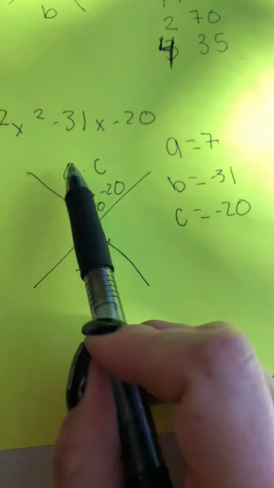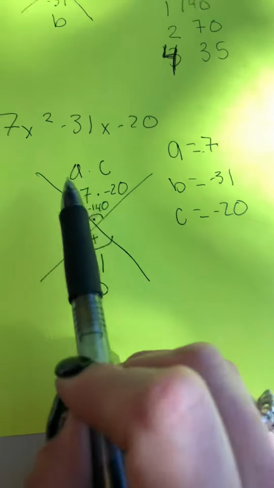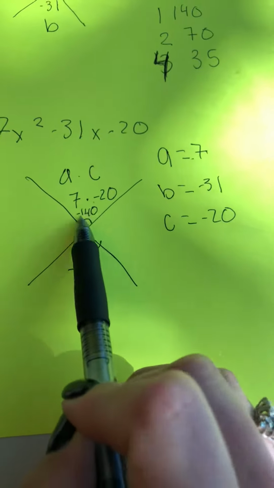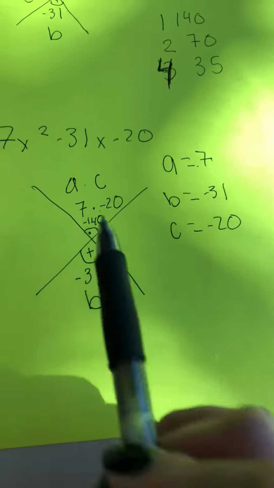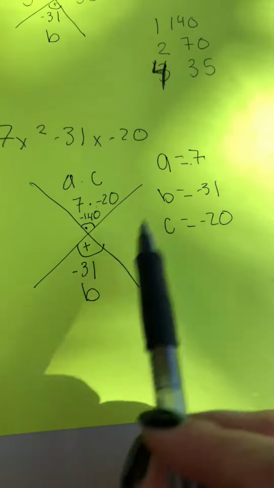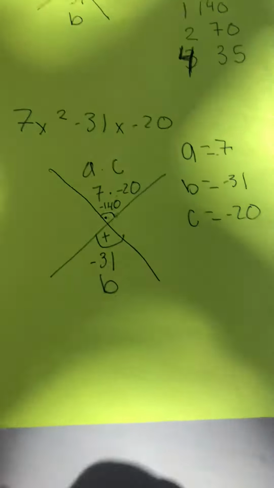Again, I'll walk through it one more time. I found my a was equal to 7, my c was equal to negative 20. 7 times negative 20 is negative 140. I need something that multiplies to that. My b is negative 31, so I put it down here. I need something that adds to that.